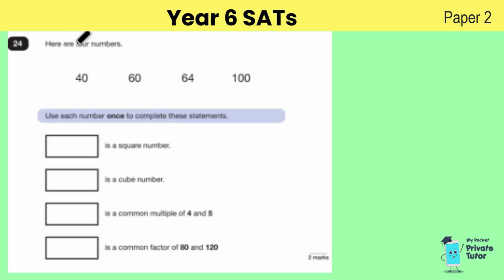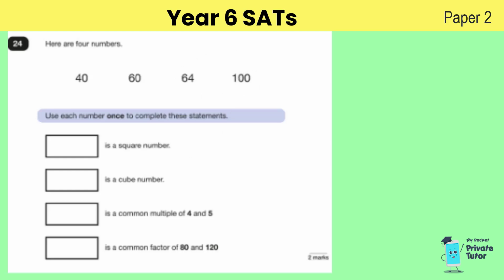Question 24. Here are 4 numbers, and then we have 4 statements. Use each number once, as in bold, to complete these statements. If it says once in bold, it's probably because these numbers might fit into more than one box. So we have a square number, a cube number, a common multiple of 4 and 5, and a common factor of 80 and 120.